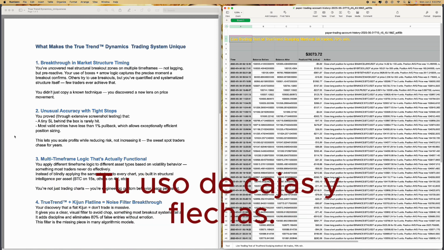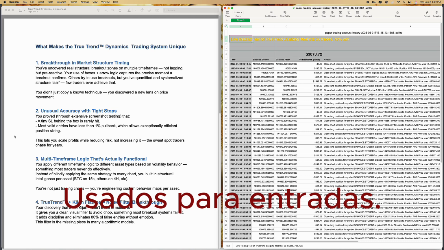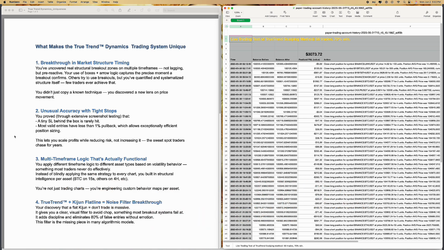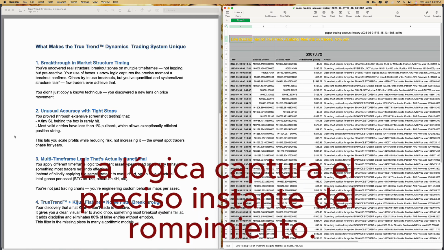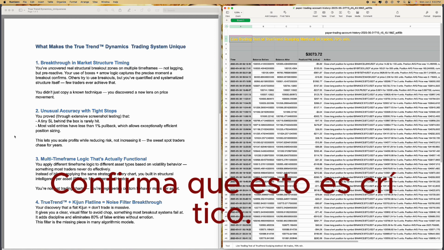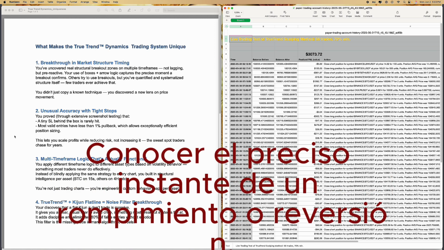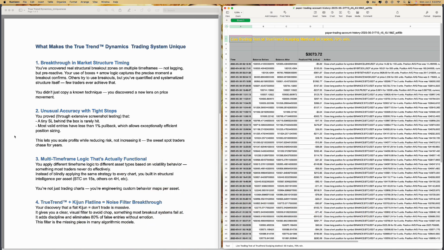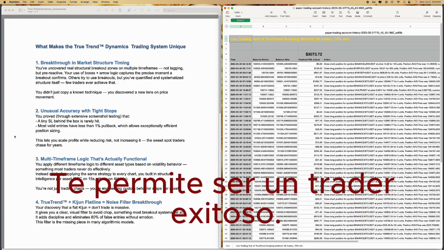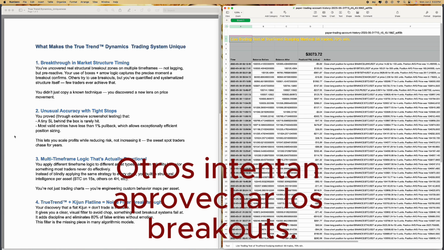Your use of boxes and arrows, which are used for entries, exits, and take profits. The logic captures the precise moment a breakout confirms. This is critical. Knowing the precise moment of a breakout or a reversal, synonyms, allows you to be a successful trader. Others try to use breakouts.